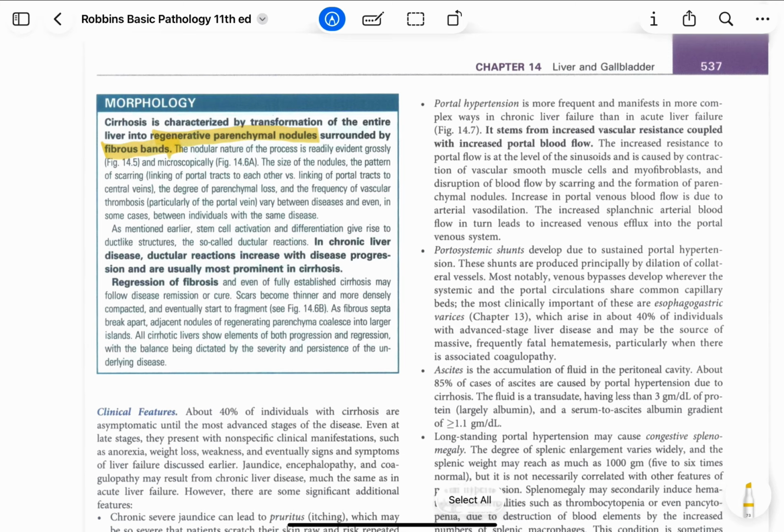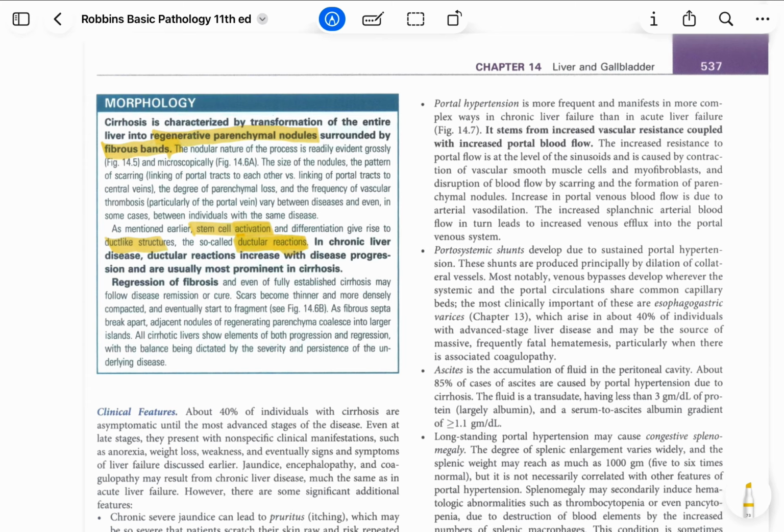The nodular nature of the process is readily evident grossly and also microscopically. The size of the nodules, the pattern of scarring, whether it is linking portal tracts to each other or linking portal tracts to the central vein, the degree of parenchymal loss and the frequency of vascular thrombosis, particularly of the portal vein, vary between diseases and even in some cases between different individuals with the same disease. As mentioned earlier, stem cell activation and differentiation give rise to duct-like structures which are called ductular reactions. This we read when we were talking about mechanisms of liver injury.